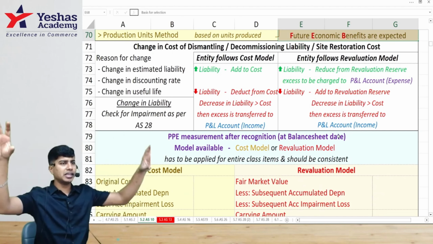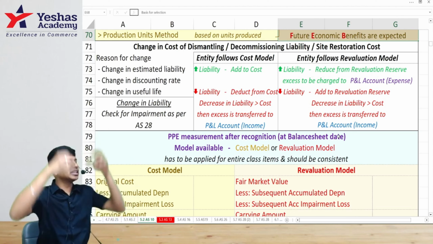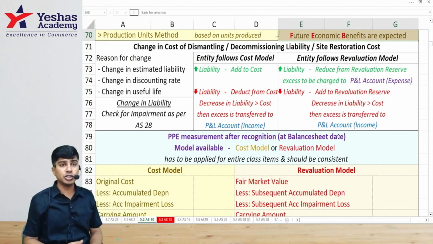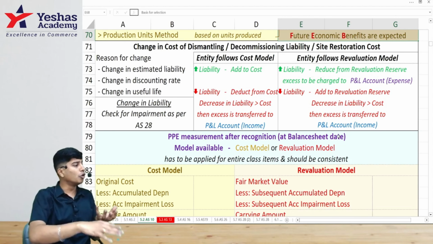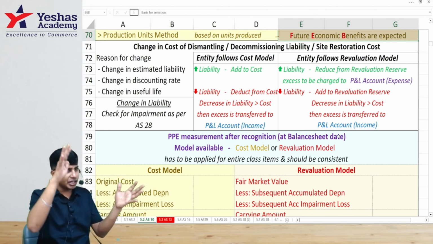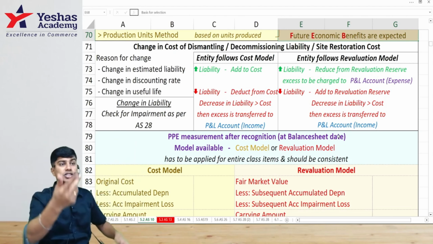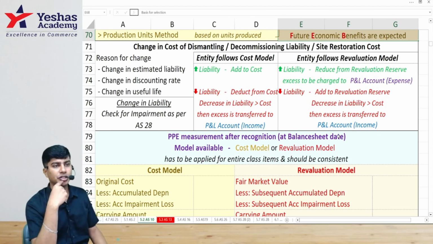Then I mentioned the cost of dismantling or site restoration. Cost of dismantling is breaking the asset into parts before it's being discarded. Decommissioning liability is removing the asset from its site. And site restoration: to install the asset you might have modified the walls, roof, flooring or something. But when you remove the asset, you need to restore the land, building, flooring, roofing back to its original place. To do that, you will incur an expense. That is site restoration cost.